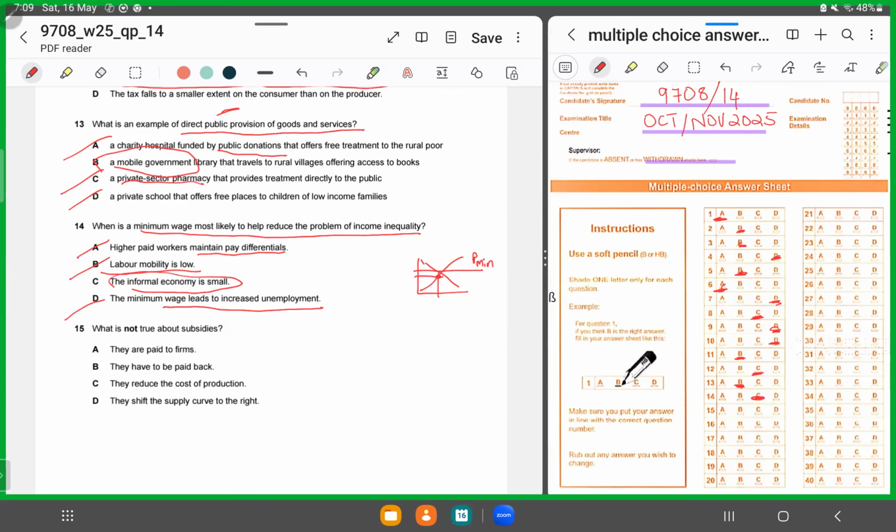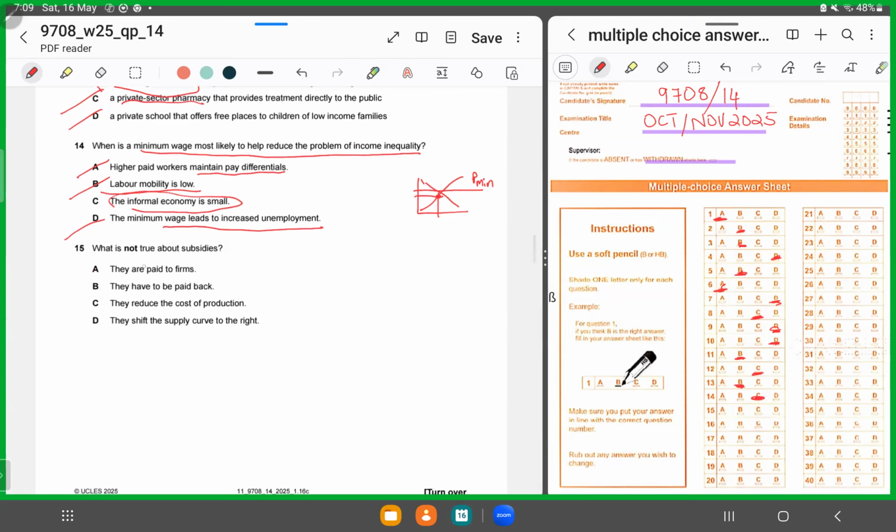Moving forward, MCQ number 15. What is not true about subsidies? So this means there's one thing which is false and all three things would be true. So we need something that is not true about subsidies. They are paid to firms. Yes, that's true. They have to be paid back. No. So this is not true. They reduce the cost of production. Yes, that's true. They shift the supply curve to the right. That's true. So we want something that's not true. So we'll choose B.